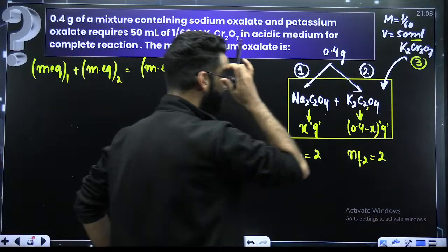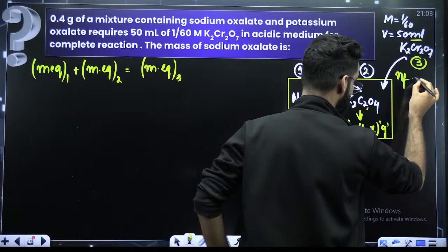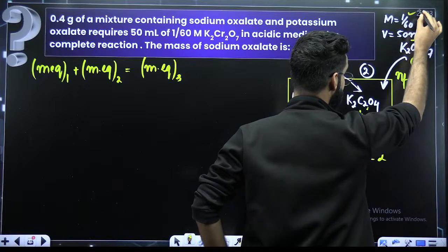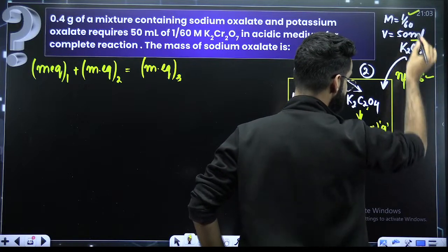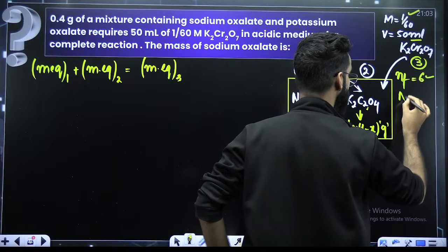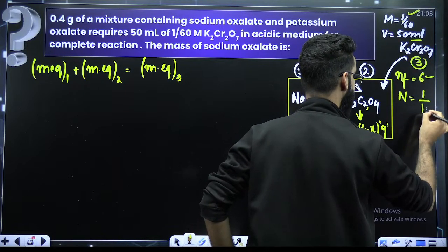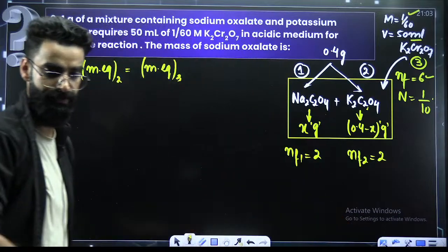Now guys, first of all, do you remember the n factor of K2Cr2O7? N factor of K2Cr2O7 is 6. Molarity is 1 by 60, n factor is 6. So 1 by 60 into 6 comes out to be 1 by 10. So normality of K2Cr2O7 is 1 by 10. Nothing more than that. This is the normality of K2Cr2O7.